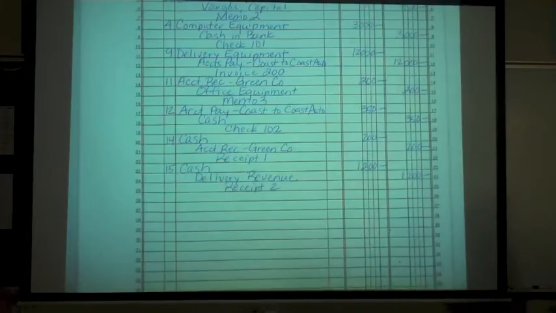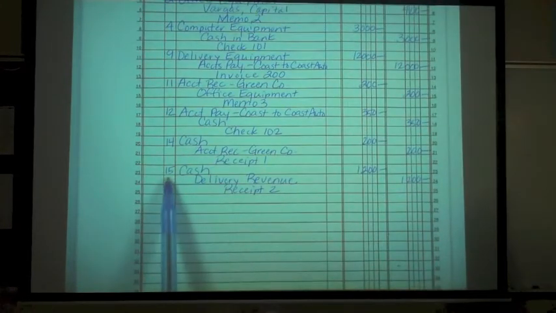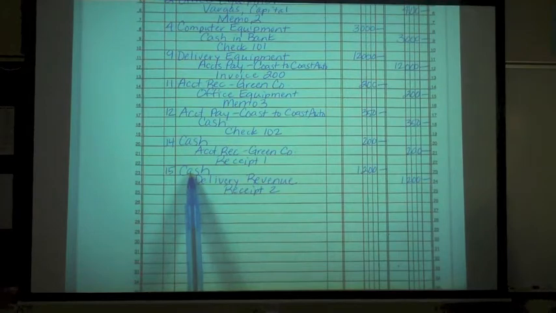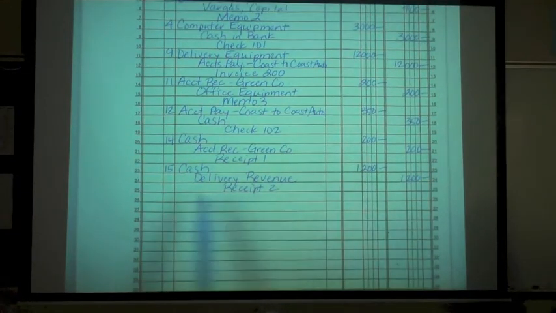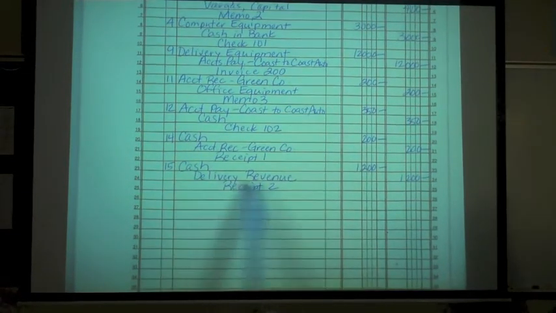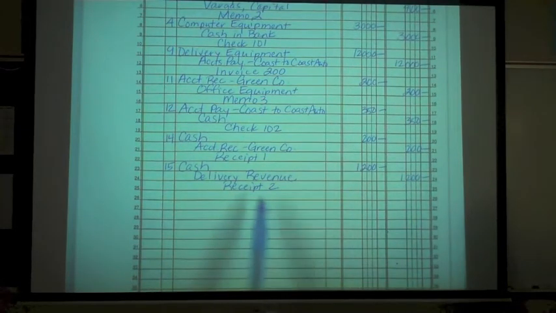I'll move this up just a slight bit. And on October 15th, cash was debited $1,200. Indent the credit, delivery revenue $1,200 with the source document receipt 2.